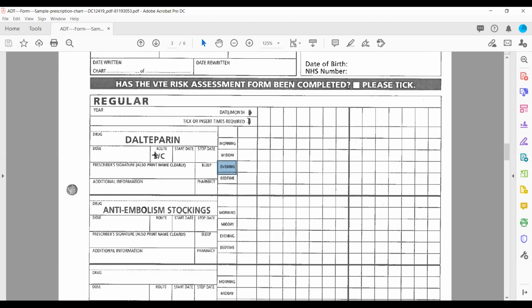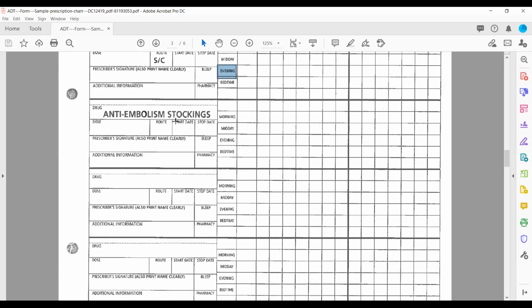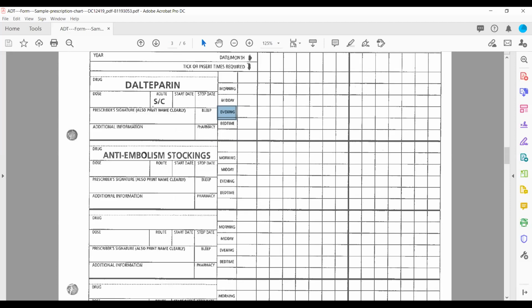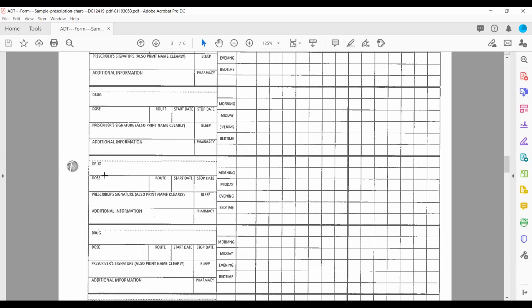This is regarding the dalteparin, and sometimes a patient will not be eligible for dalteparin. For example, a patient coming with bleeding, so you will not prescribe any medication for him, but you will use anti-embolic stocking, or sometimes they call it TED stocking. So you can use it instead of the medicine. And then the rest is medication. You will put any drug.